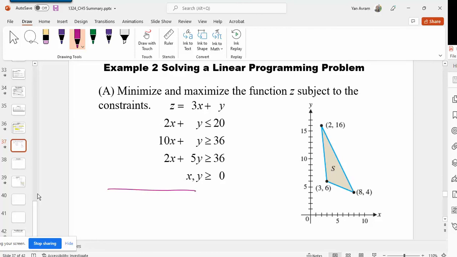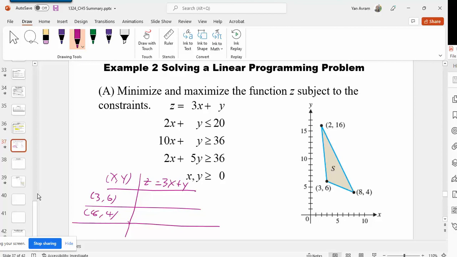So once you have all these 3 corner points, we can find the maximum value for z because you can just plug the x and y in here and then find z. Z is 3x plus y, right? So we have a 3 and 6 in here, we have an 8 and 4 in here, and then we have a 2 and 16 right here. So you just plug all this into the z value and then try to see which one is the minimum, which one is the maximum. So that is pretty easy.